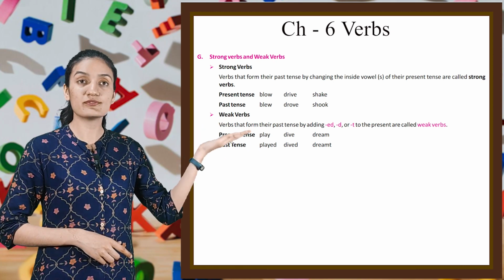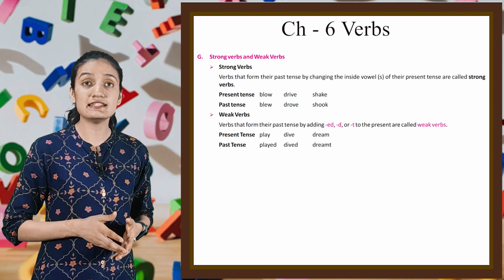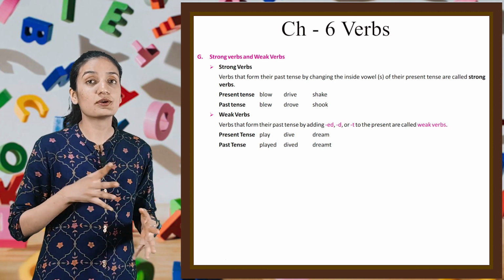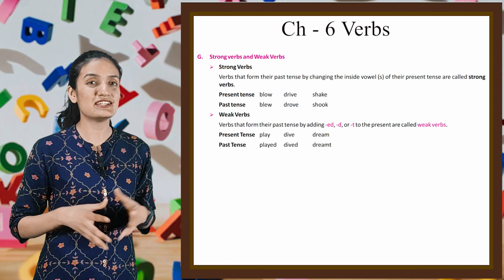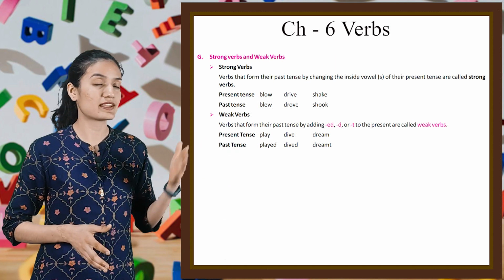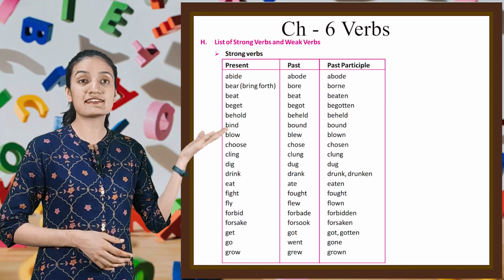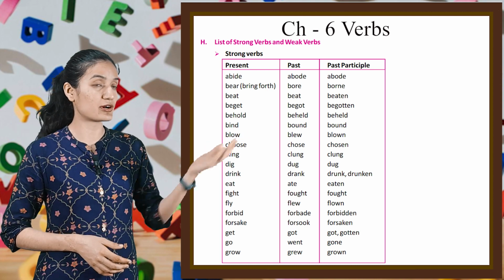Now, weak verbs. Verbs that form their past tense by adding ed, d or t to the present are called weak verbs. Present tense: play, dive, dream. Past tense: played, dived, dreamed. Now here's the list of strong verbs and weak verbs.